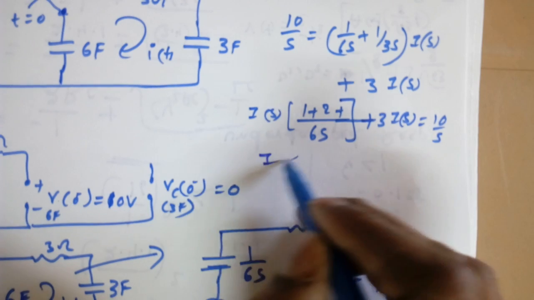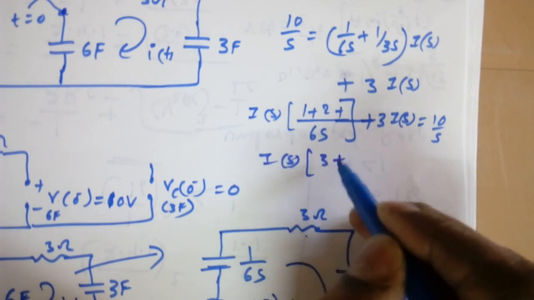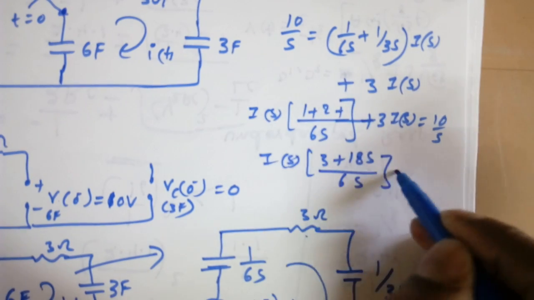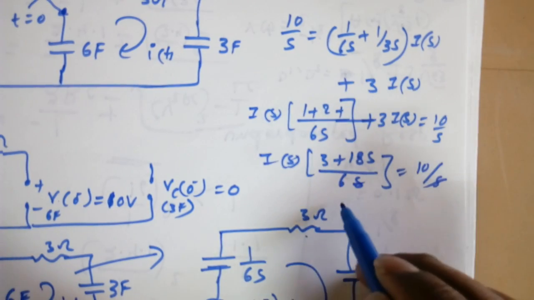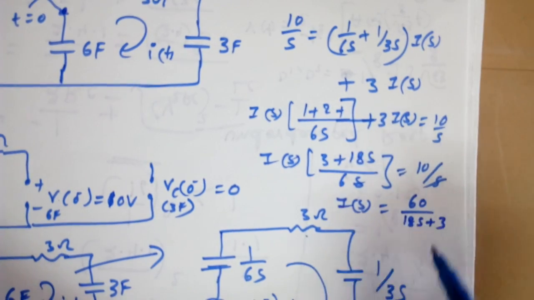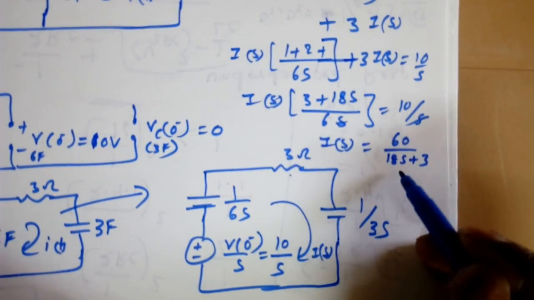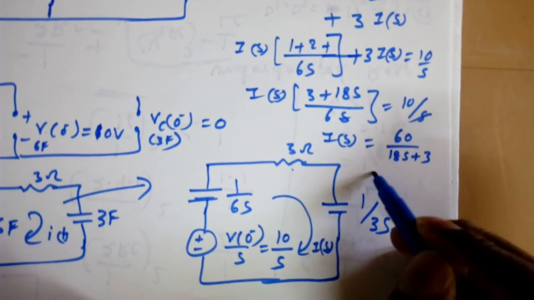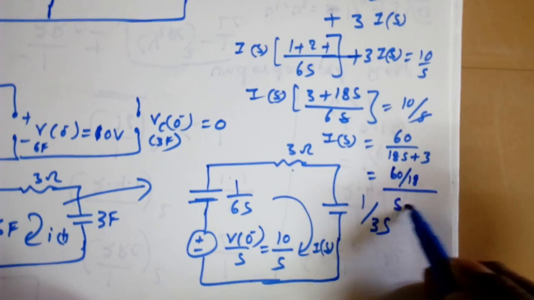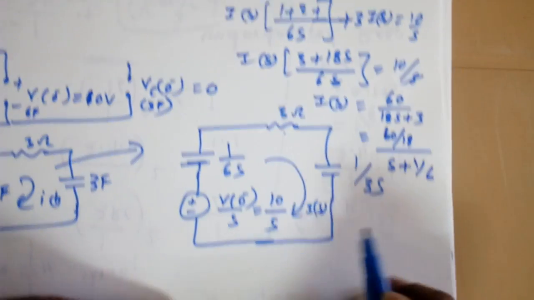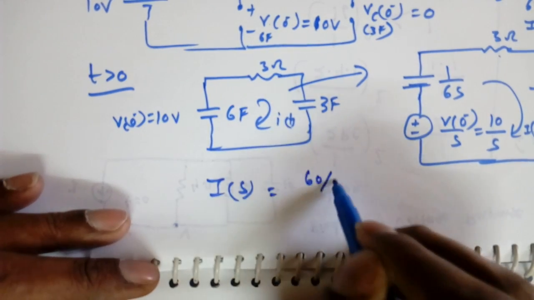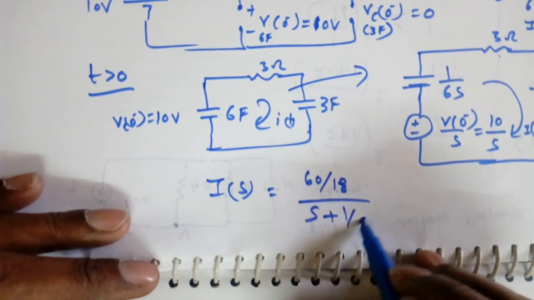If I take the LCM again, it becomes 3 plus 18s by 6s is equal to 10 by S. The S cancels, so I of S will become 60 by 18s plus 3. Now to make this an S plus a form, I can take 18 common, so it becomes 60 by 18 over S plus 3 by 18, that is 1 by 6. So we got I of S as 60 by 18 over S plus 1 by 6.